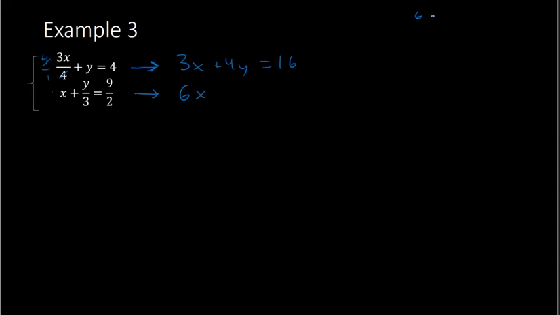Let's do that over here quick. 6 times y over 3. The 6 and the 3 can divide out. Divide both by 3. We get 2 over 1. So that gives me 2 times y, which is 2y.